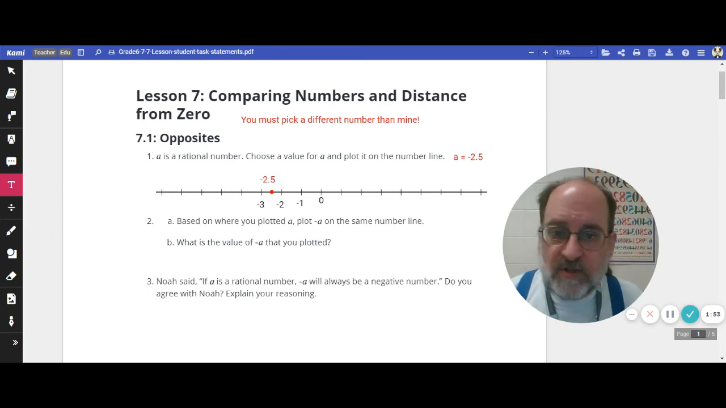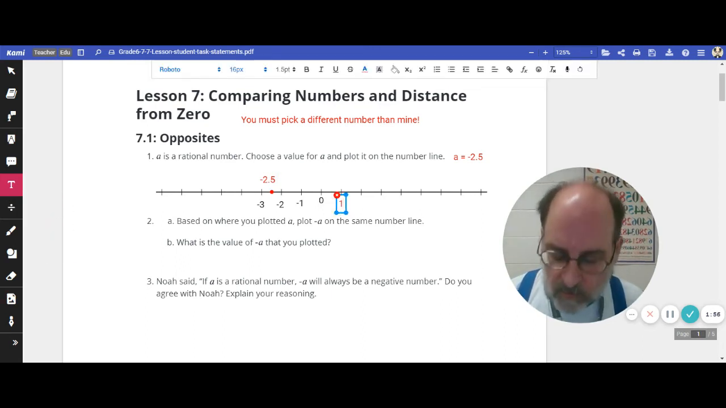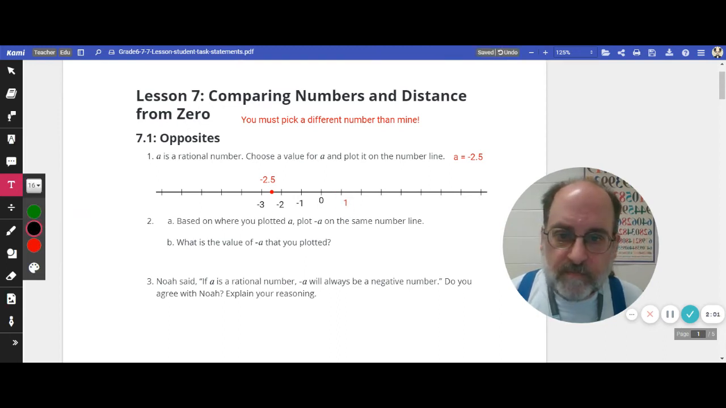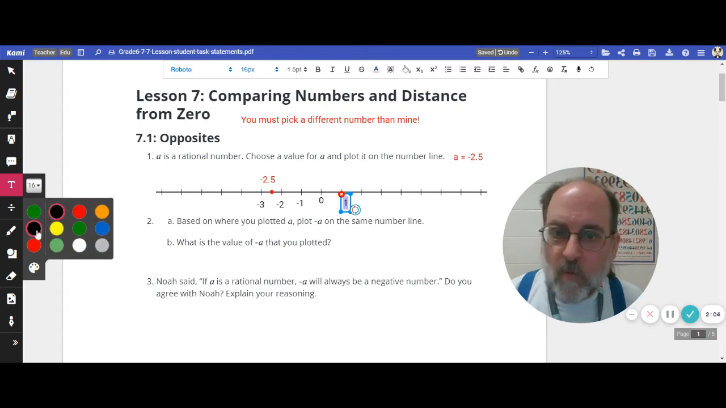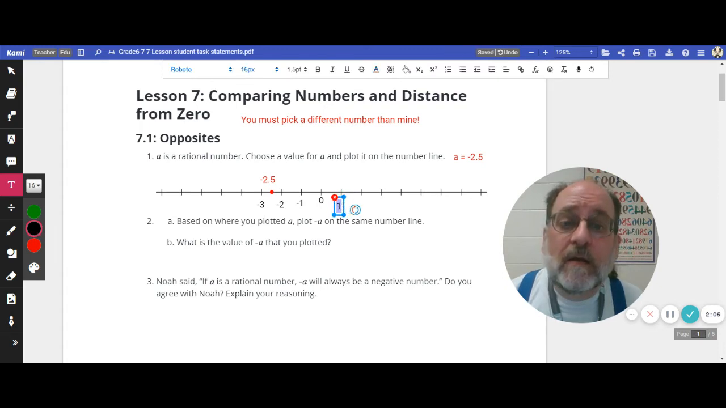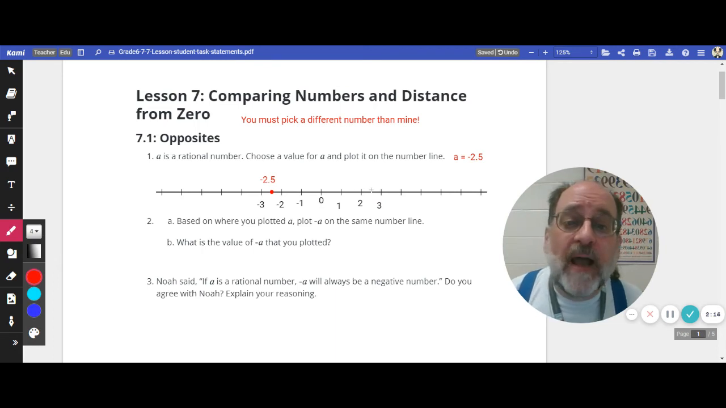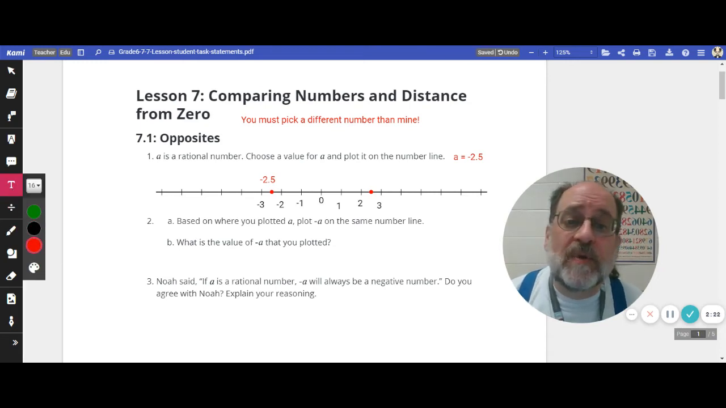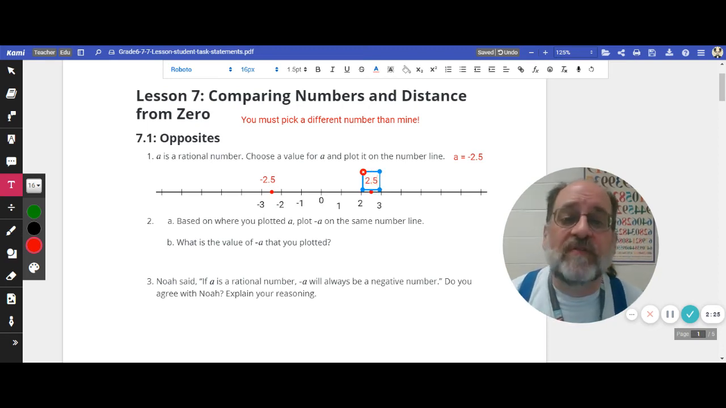So if I put 1, oh, let's change colors on that. One and 2 and 3 on here, and I plot my opposite, it's going to be over here. It is going to be +2 5/10. So the value that I plotted was +2 5/10.